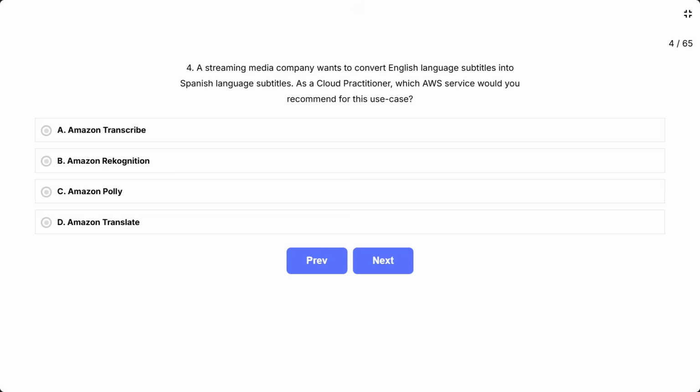The key phrase is convert English into Spanish. That's a clear translation task. Focus on the service that handles text-to-text language conversion. The correct answer is D.